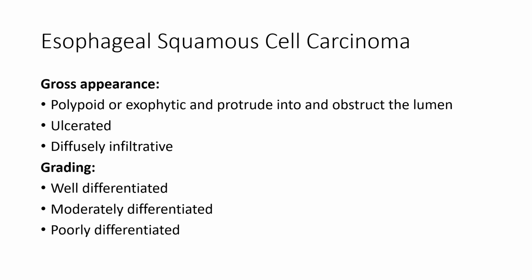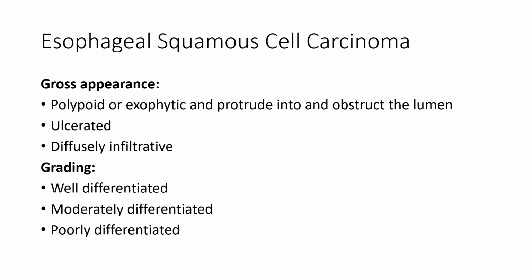These tumors have a variety of gross appearances. They can appear as an exophytic polypoid mass that is protruding into the lumen, or they can be ulcerated, or they can grow inwards and infiltrate within the esophageal wall, causing thickening and rigidity of the esophageal wall and leading to narrowing of the esophageal lumen.